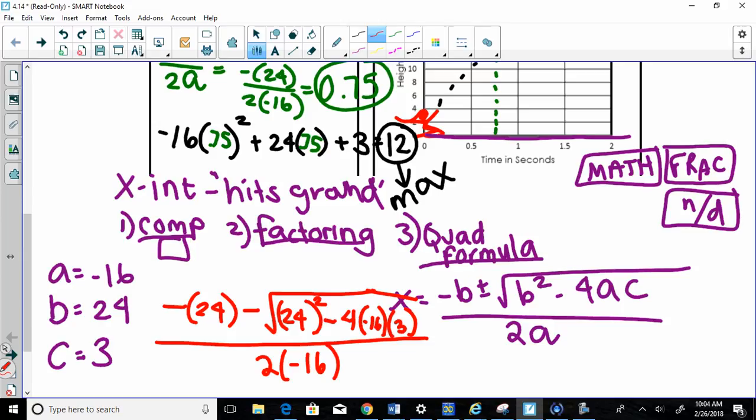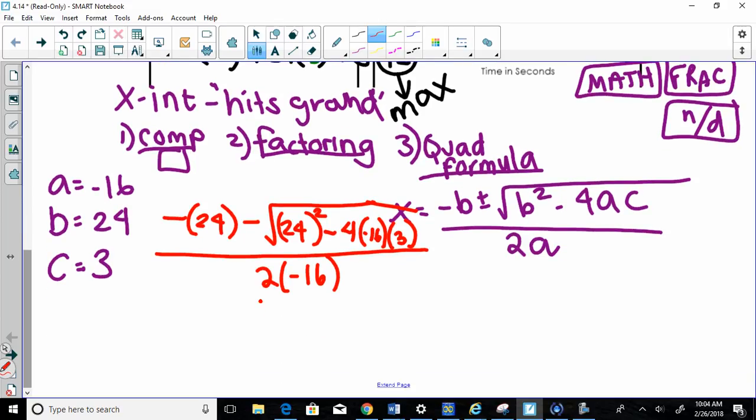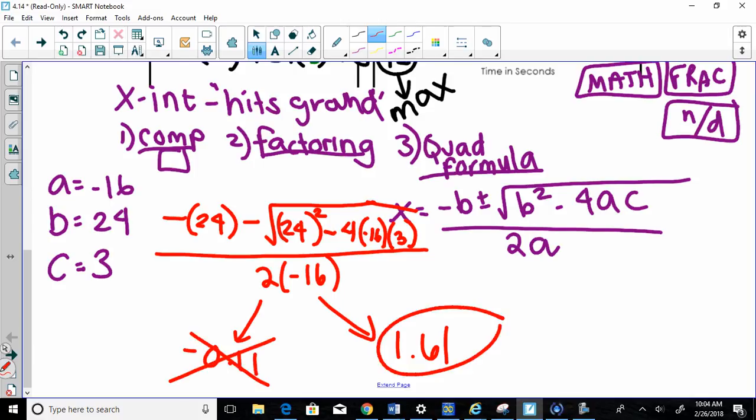Yep, so what were the two answers you guys got? And what was the other one? I got 1.6. And so we're talking about Alana, right? Can she hit a ball in negative seconds? Does that make sense? This problem? No. So we would just use the positive answer, which is 1.61.